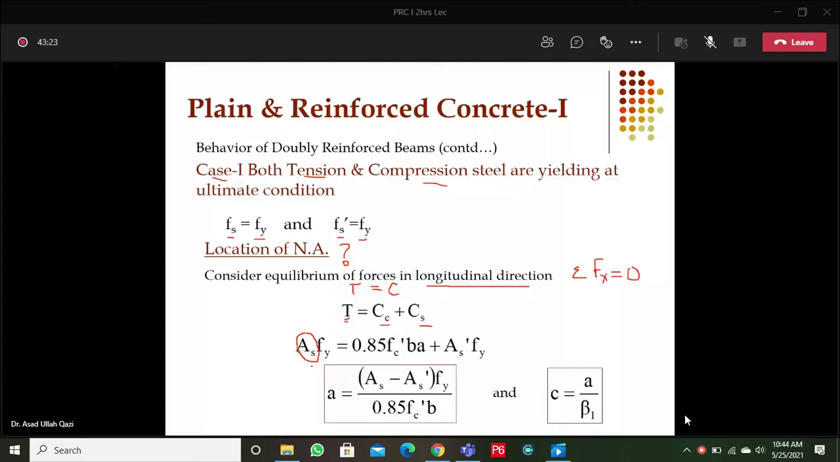While now on the compression side, we have just like singly beam, one Cc developed by the concrete and one Cs, another component of compression force developed by the steel in compression. Since we are talking about case one doubly beam, it means compression steel is also at yield. So in writing this equilibrium equation, our big question mark is, where is neutral axis?